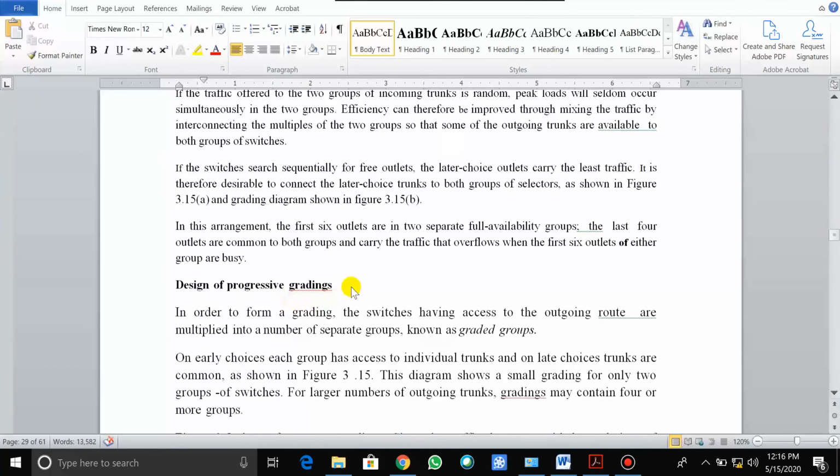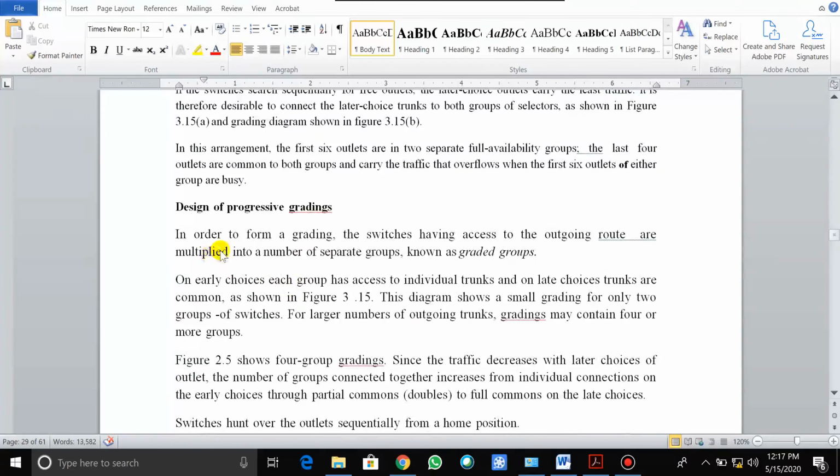Design of progressive grading. This is a very important topic. If you refer to the previous year question papers, you will see that it has been asked many times, so it is very important. In order to form a grading, the switches having access to an outgoing route, that is the outlet group, are multiplied into a number of separate groups, known as grading groups.